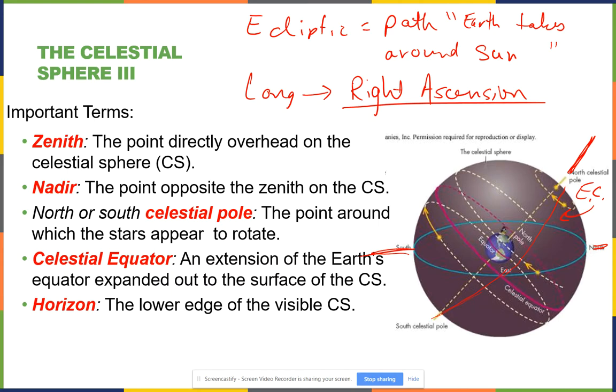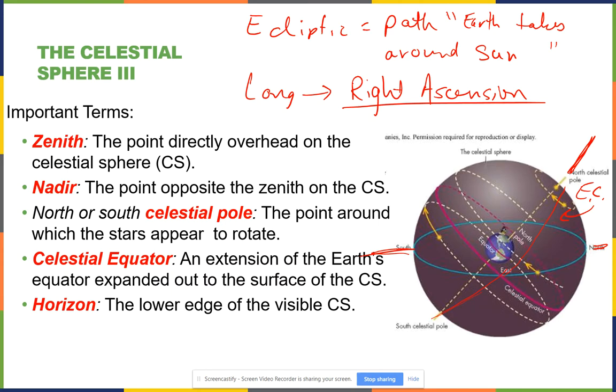Yes, Julia? Can you explain really quick what declination is again? Okay, so declination is exactly the same idea as the latitude. It's measuring north and south from the equator, but it's on the celestial sphere, that is on the sky rather than on the earth. So the declination is exactly the same as the latitude, except latitude's on the earth, declination's in the sky.